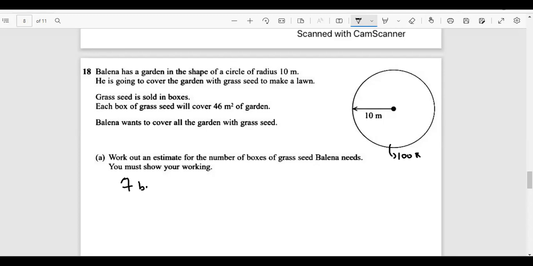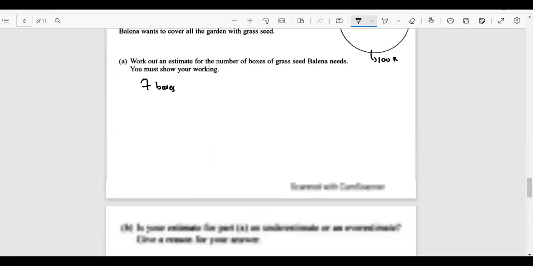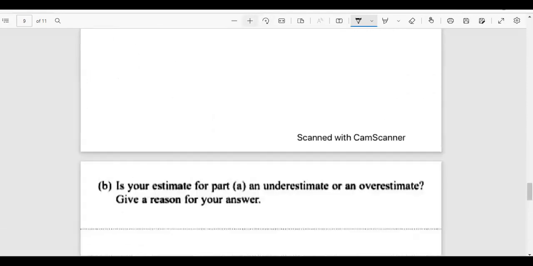Very good. Okay. Now let's talk about the next part. Next part depends on this. The next part says, is your estimate for part A an underestimate or an overestimate? I rounded up. So it's an overestimate because I rounded the pi up. Exactly. Very good. Yes. Excellent.